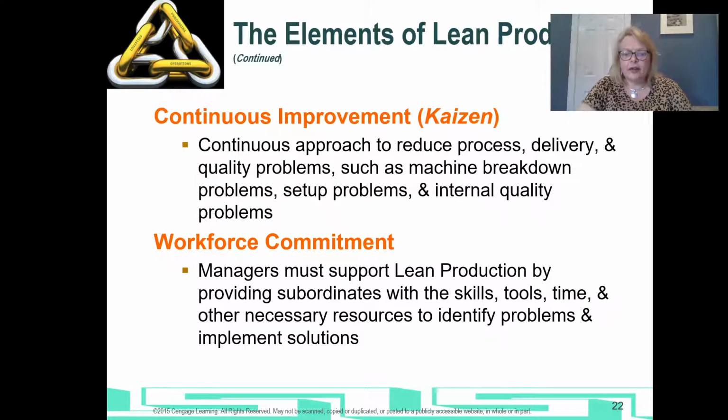Kaizen, this is on your test. You need to understand what Kaizen is about: continuous improvement. And you need to understand workforce commitment. If managers do not support lean production by making sure that everyone that works on their team has all the tools, all the time, all the skills, all the training, everything that they need to identify problems and help figure out how to fix them, then you have no ability to have continuous improvement.